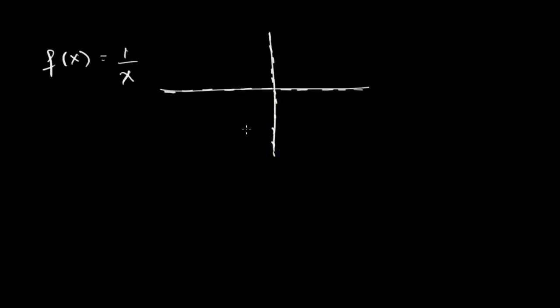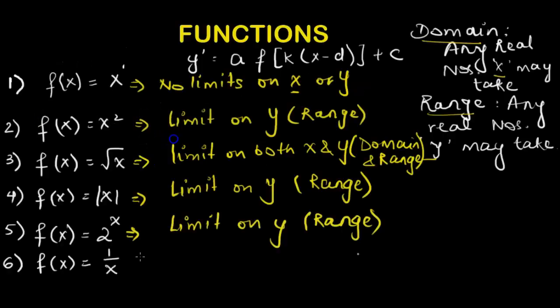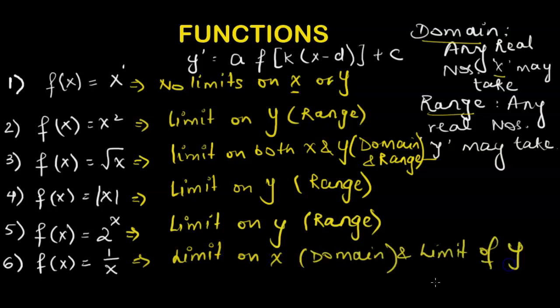That can never be crossed by the graph. So the graph of this function looks like this. These lines of the graph will never cross the x and y axes. So there is a limit on both x and y values. Therefore, we can conclude that for a reciprocal function, we would see a limit on x, that is domain, and we would see a limit on y as well, that is range.